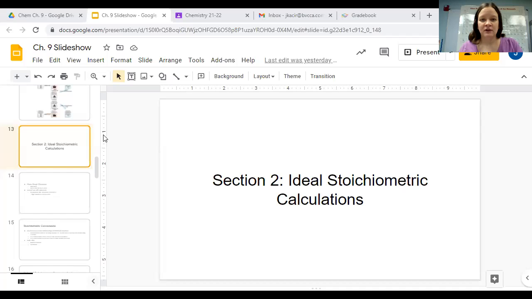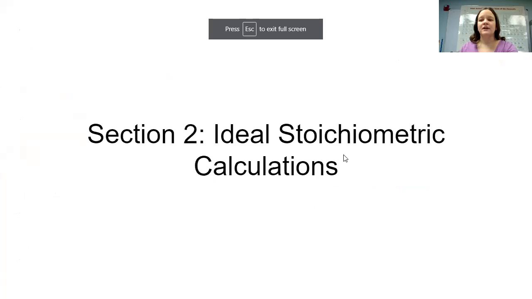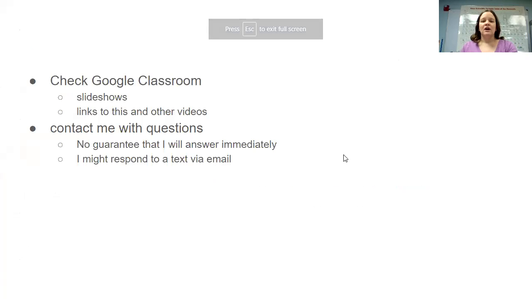So this is Chapter 9, Lesson 2 on ideal stoichiometric calculations. We are going to do this in two parts. So let me get started with this one. So a couple of things before we get started.